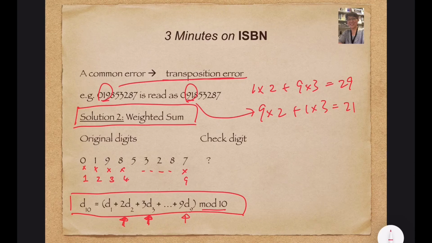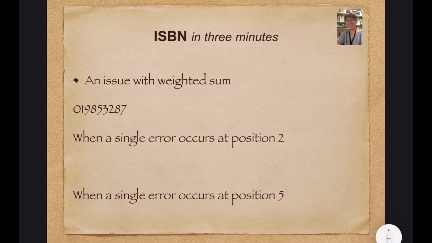Therefore, we haven't introduced any extra digit. Just using 1 digit, we can achieve more than what we aimed for. We used to think about detecting a single error, but now we're just lucky enough, with a little bit of a twist, we can also detect this commonly happening error, which is called a transposition error. Unfortunately, we can't finish our story yet because the weighted sum has an issue.